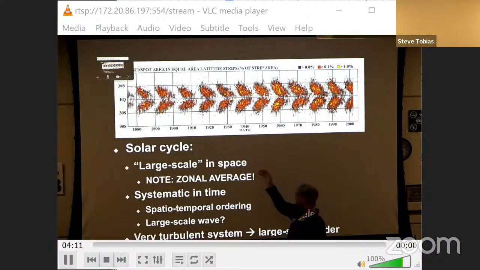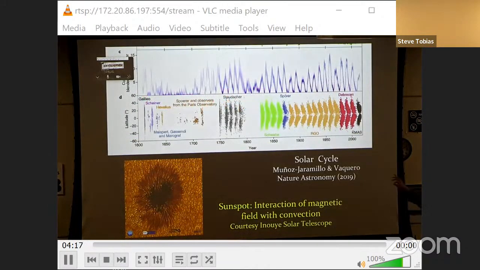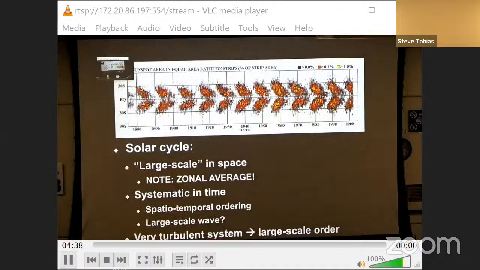I should have said, actually, because it was very important. When I was doing this butterfly diagram here, what I was doing is that I was averaging over longitude and plotting everything as a function of latitude and time, okay? And so we've done an average. Averaging is going to be very important in these talks. So we've averaged over longitude. We get this nice pattern as a function of latitude and time, which you can see again here. We have a very turbulent system. It's large scale in space. You can see this. It's systematic in time. I think we can safely say that. There's some degree of spatio-temporal ordering. So that's the kind of dynamics we want to try and understand, okay?